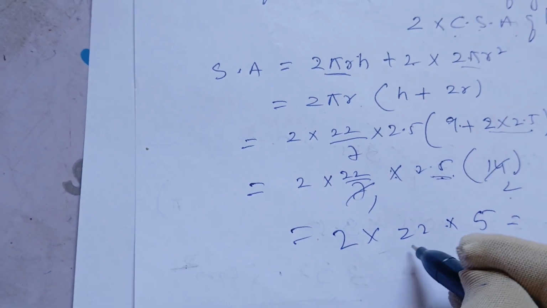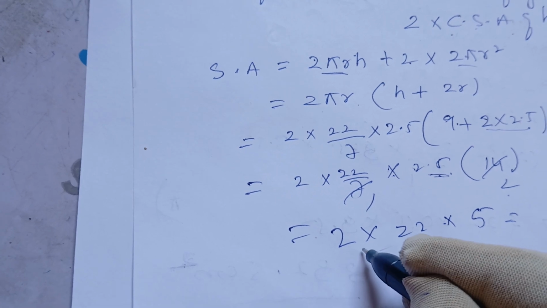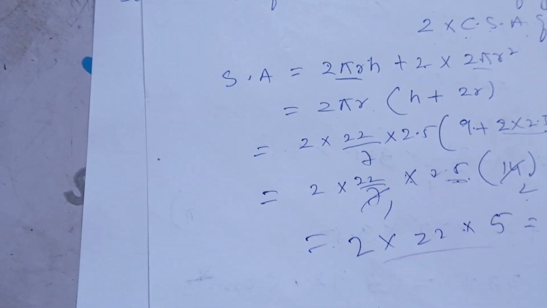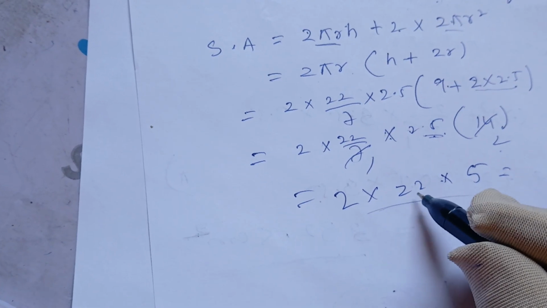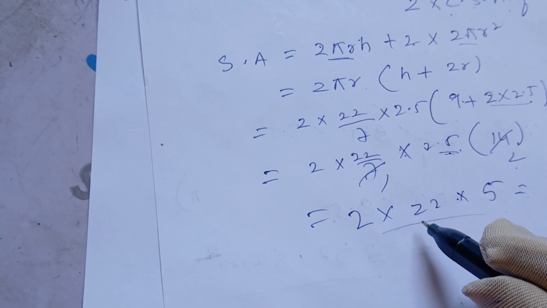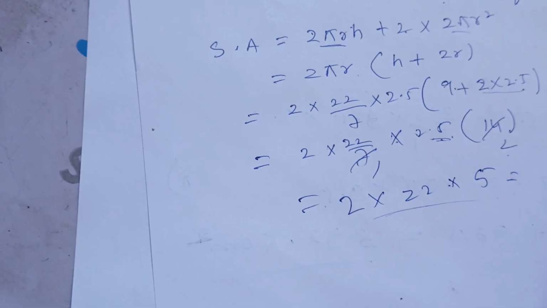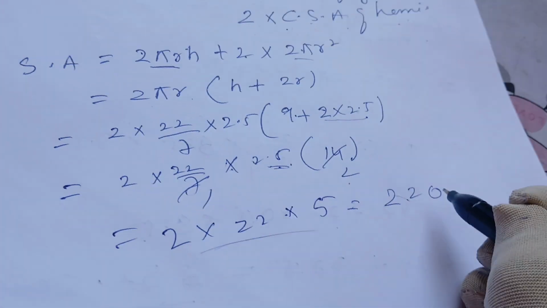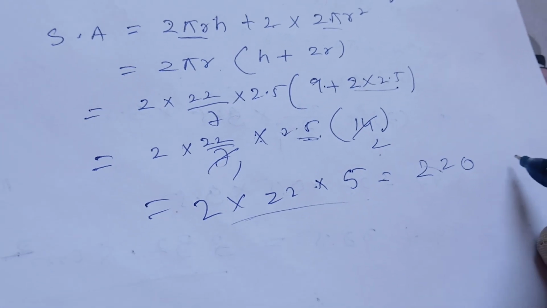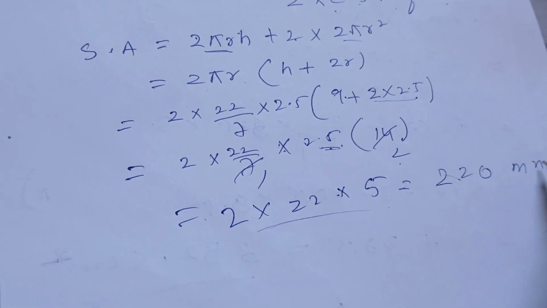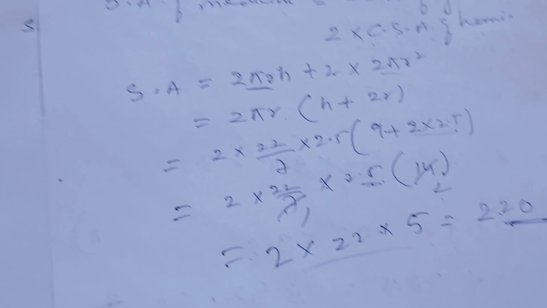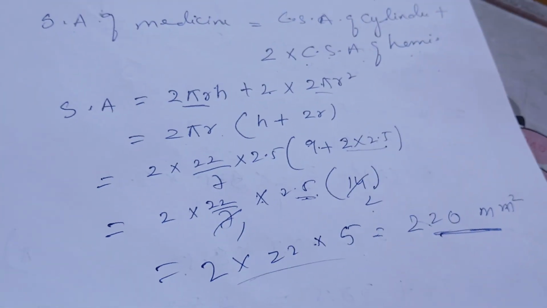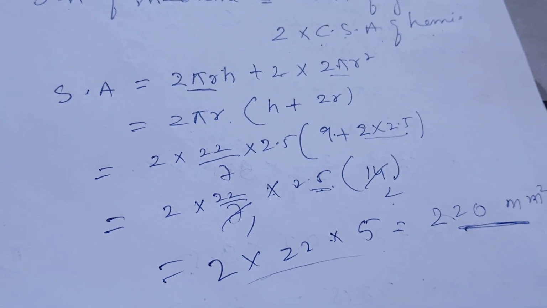So there's nothing more we can do, so we can directly multiply here. So what we will get after 2 into 22 will be 44. 44 into 5 will be 220 mm square. Our answer, mm square, is your answer. The total surface area of this medicine will be 220 mm square.